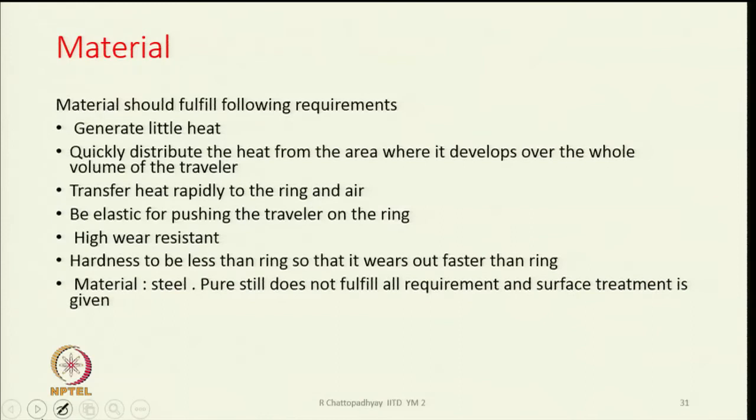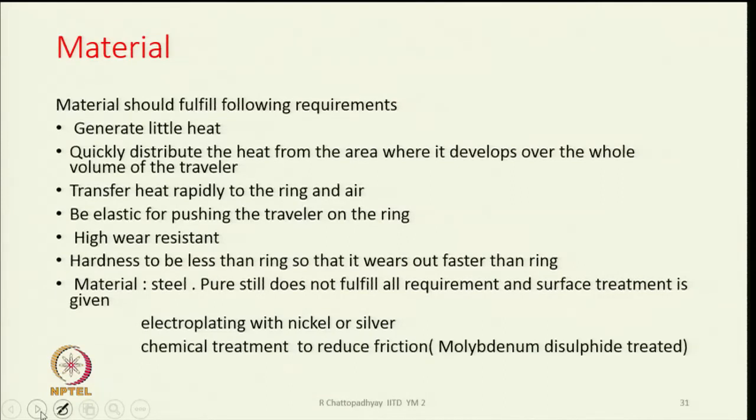And the material which suits is steel. Pure steel does not fulfill all requirements, and hence surface treatment is given, that is, electroplating with nickel or silver. So, we use steel, and steel by itself cannot do the job properly, therefore electroplating is done either with nickel or with silver. Chemical treatments are also given to reduce friction.